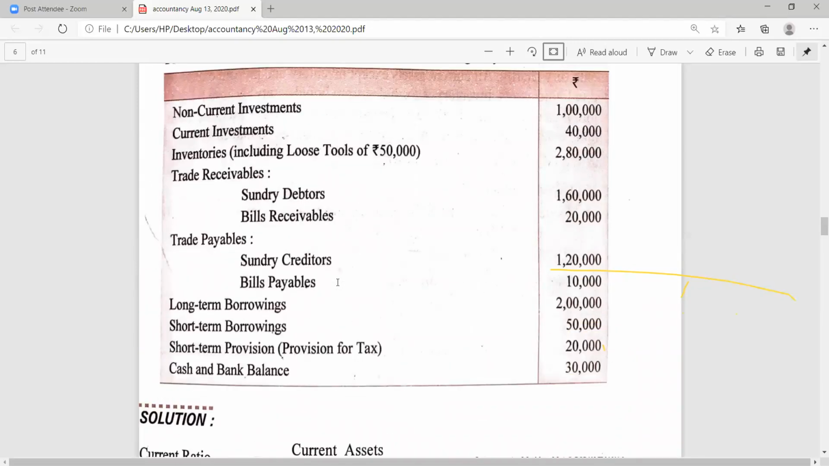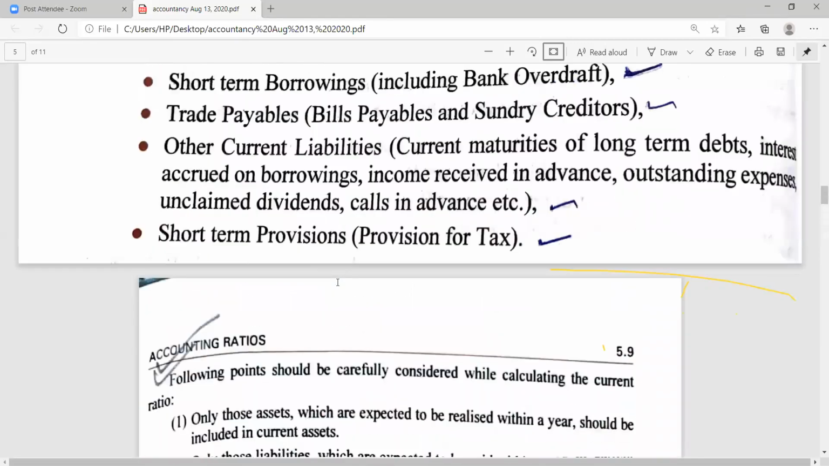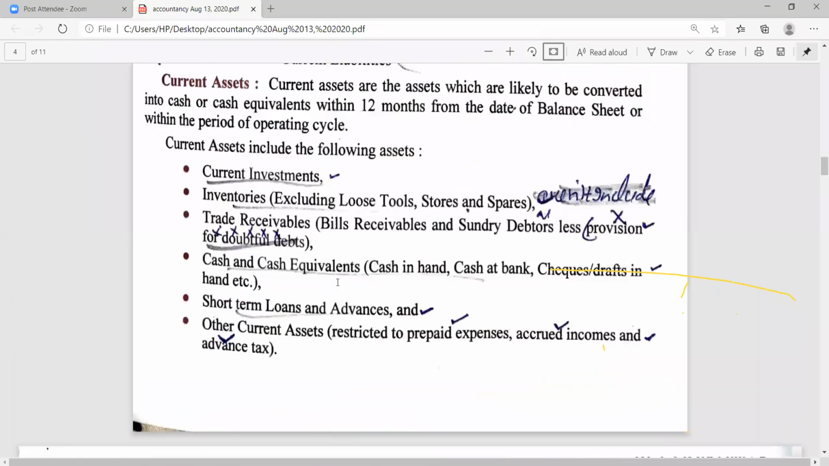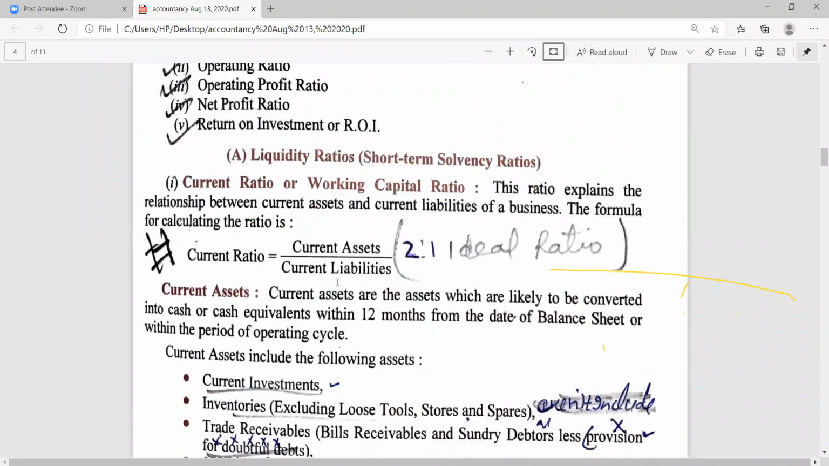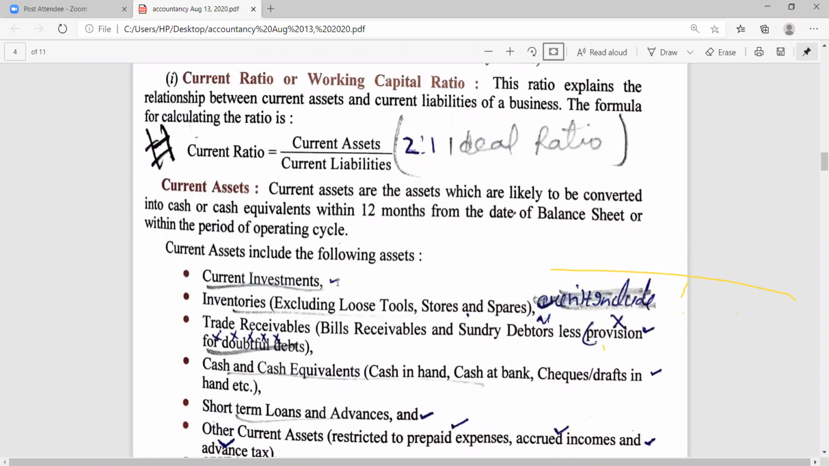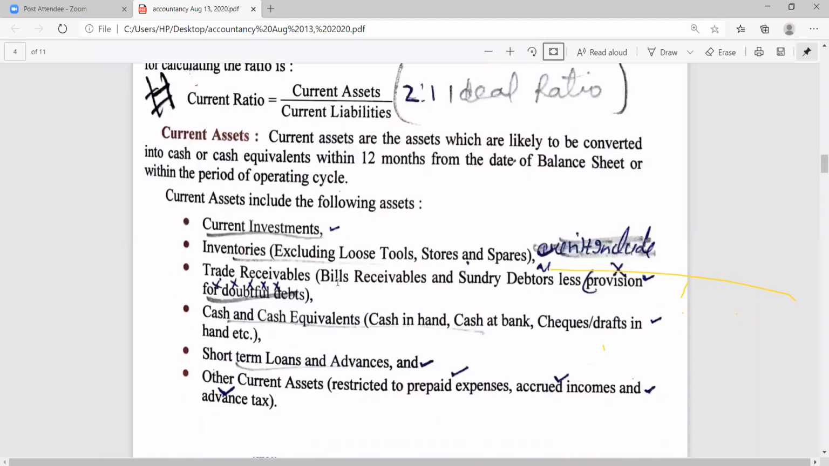Let's recall what we have done in current ratio, then we will move to the liquidity ratio or liquid ratio or asset test ratio. Current ratio is current assets upon current liability. The ideal current ratio is 2:1. Current assets include current investments, inventory, excluding loose tools, stores and spares. Trade receivables are there, cash and equivalent to cash, and trade receivables should be net. Net means bills receivable plus debtors minus provisions. Cash and equivalent to cash means cash in hand, cash at bank, short-term loans and advances.